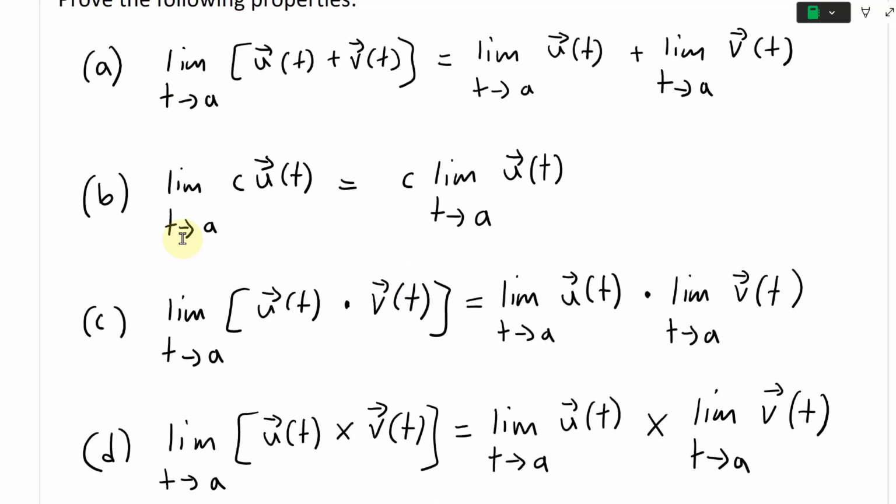All right, and now let's take a look at part C. This one says the limit as t approaches a of u of t dot product with v of t equals the limit of each vector function dot product with each other separately. So we take the limit and then take the dot product. It's equal to the same thing as taking the dot product and then taking the limit.